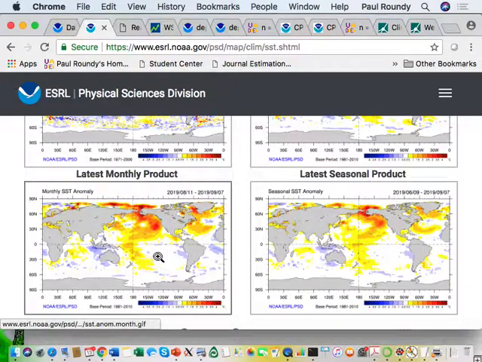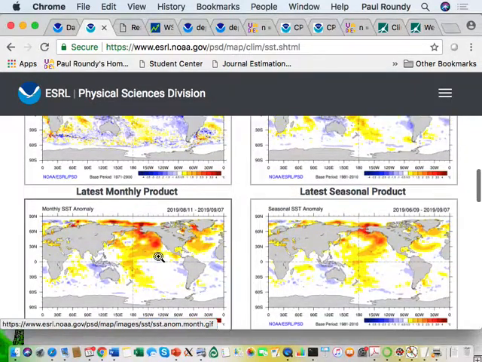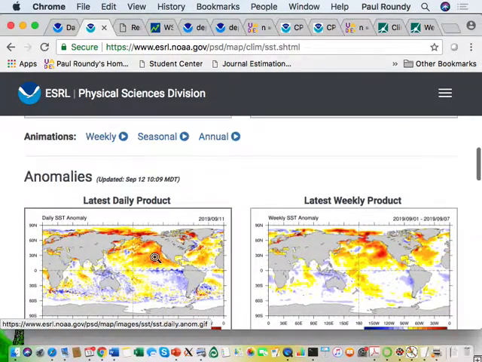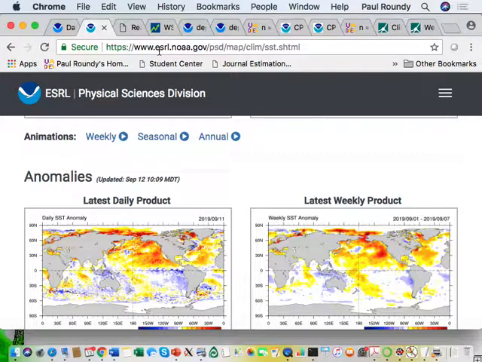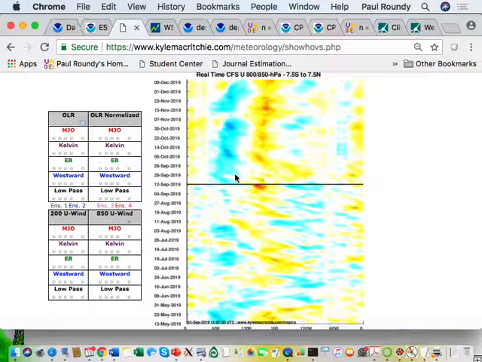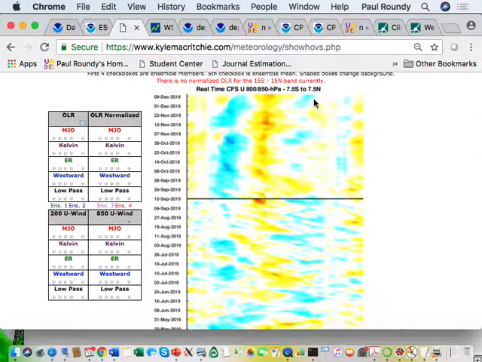Okay, so that's the monthly anomaly pattern, and I want to provide a little bit of a representation of what's been going on recently in the winds. We'll look at the lower and upper tropospheric winds, how the models are projecting the patterns going forward, and then compare that first against the low frequency variability, and then look at the patterns associated with subseasonal and shorter timescale variations. So we're going to first look at, this is Kyle McCritchie's website.